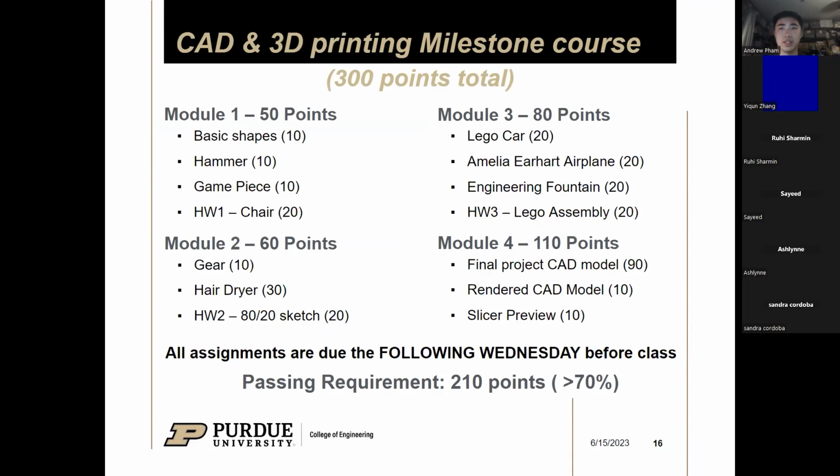Here's a little bit more of a nitty-gritty breakdown of our course. It's separated into 4 different modules, and each one will have a couple assignments for you, progressively getting a little bit more difficult so you can learn more and more things about the program. And in the end, you will have a final project. All assignments are due in 1 week after the lecture. And you need 210 points to pass. So anything more than that will get you a certificate.